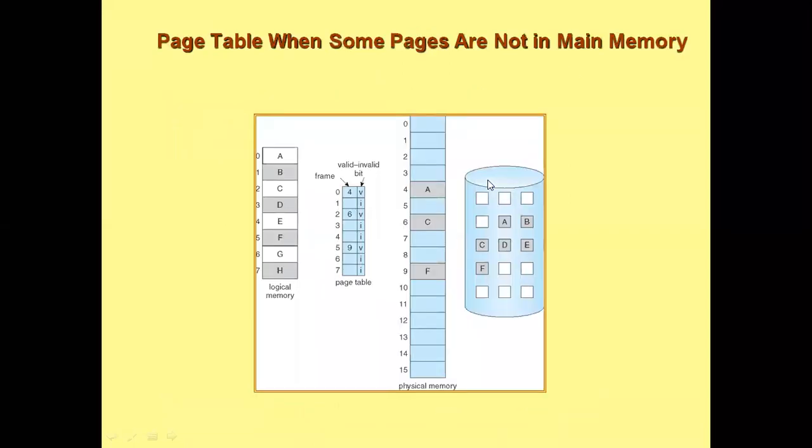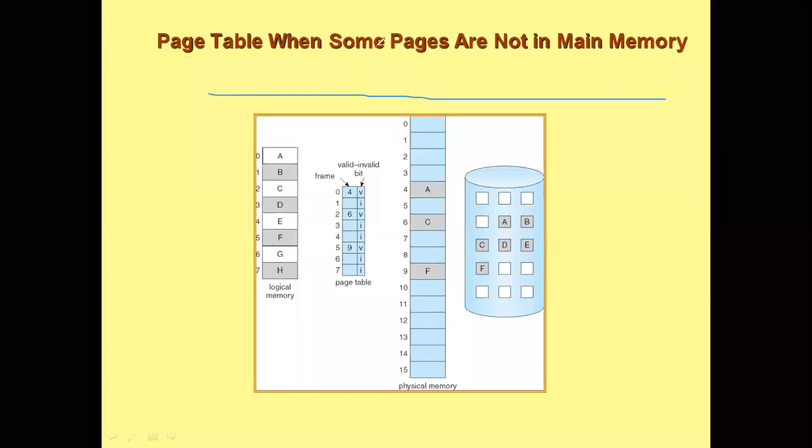Let's move on to the next diagram. This diagram depicts a page table when some pages are not in the main memory. Here this is a logical memory. Consider this as a process, and the process has pages from A to H, and these are the page numbers here, 0 to 7, all the pages that belong to a particular process. You also have a physical memory here and a page table here, which gives us the value of the valid and invalid bit. Right now for each of the 8 pages here, you have a valid or invalid bit set. So which means what?